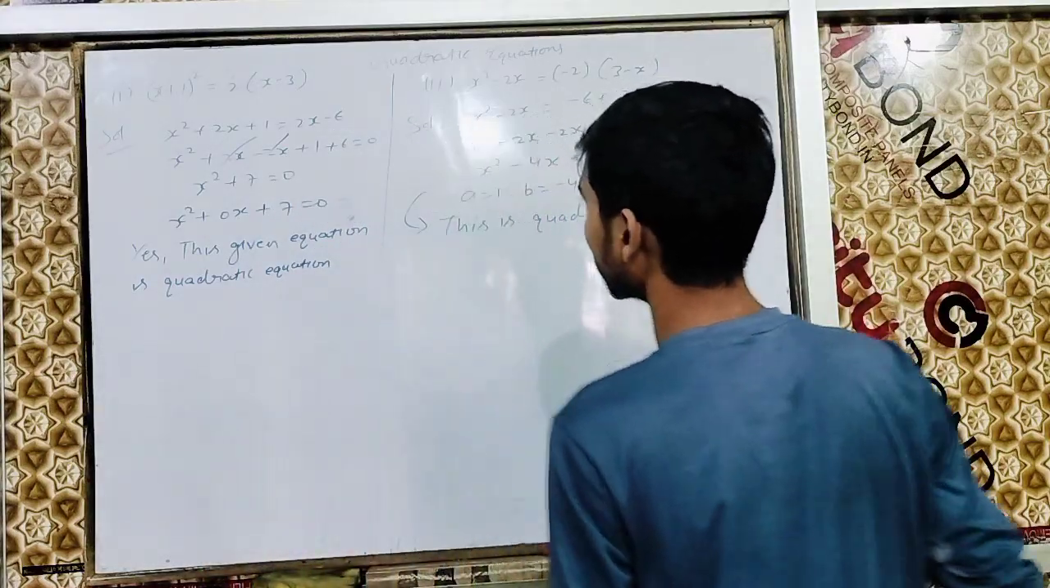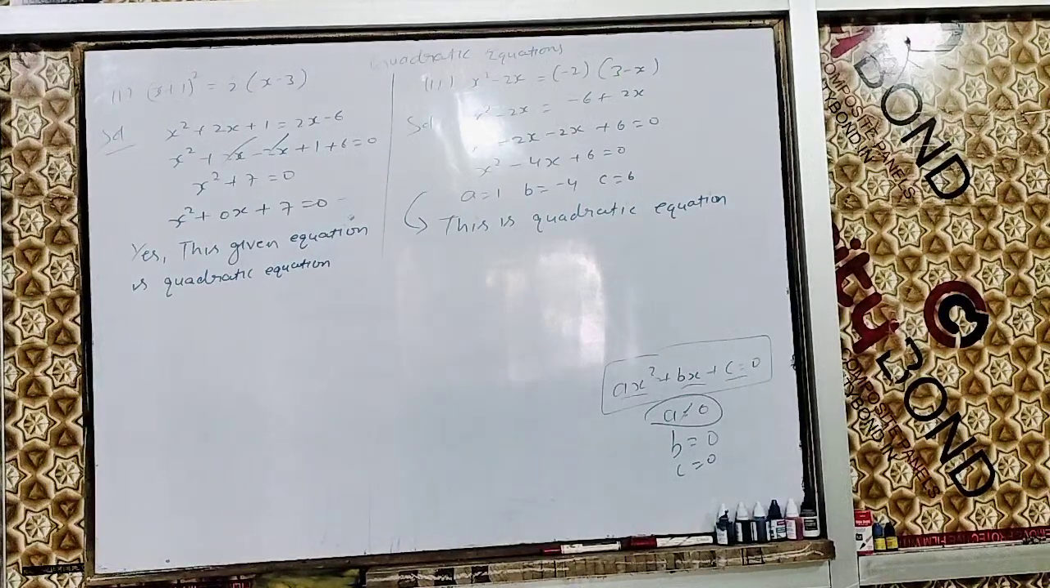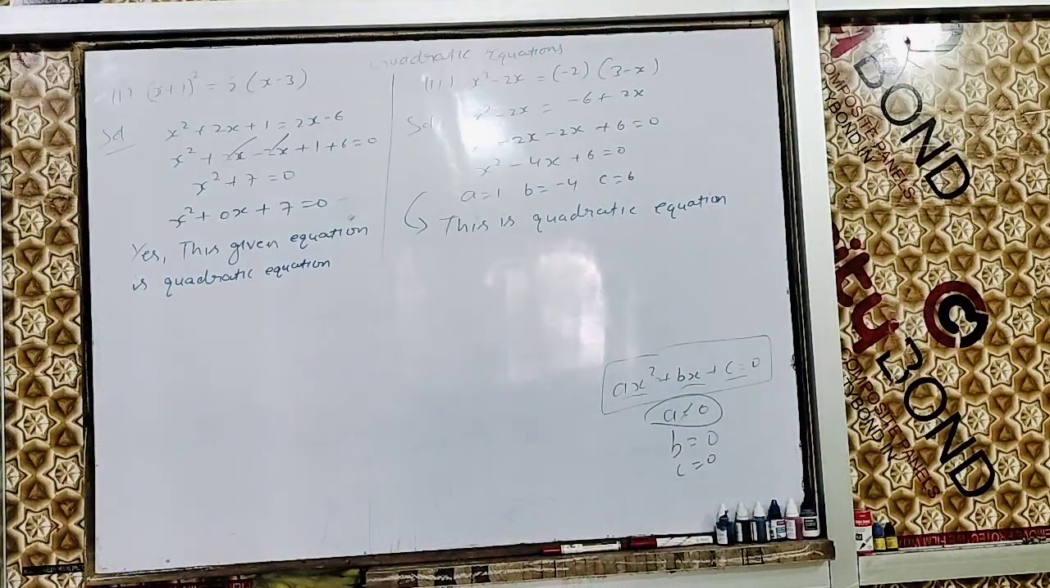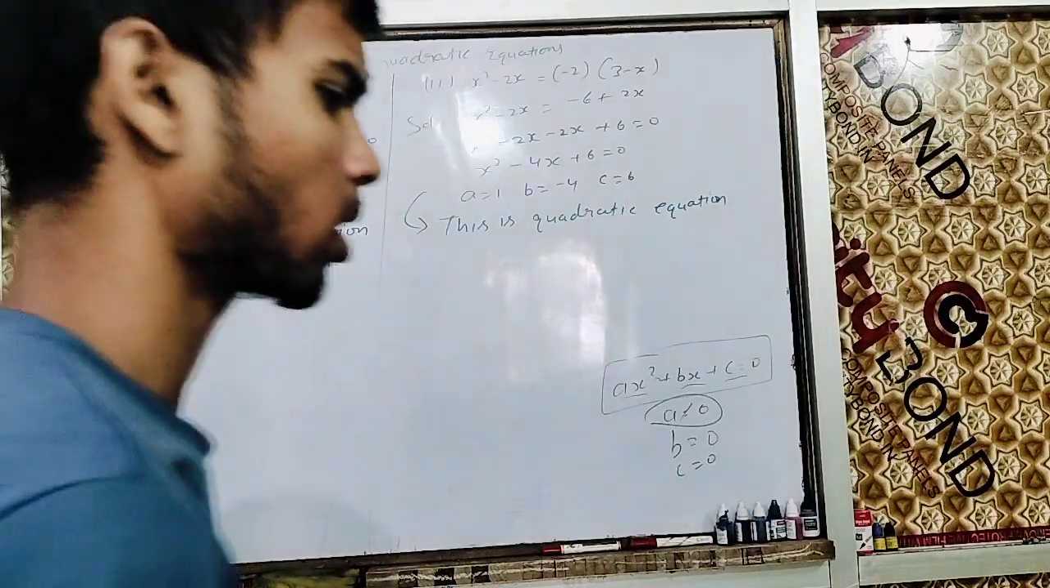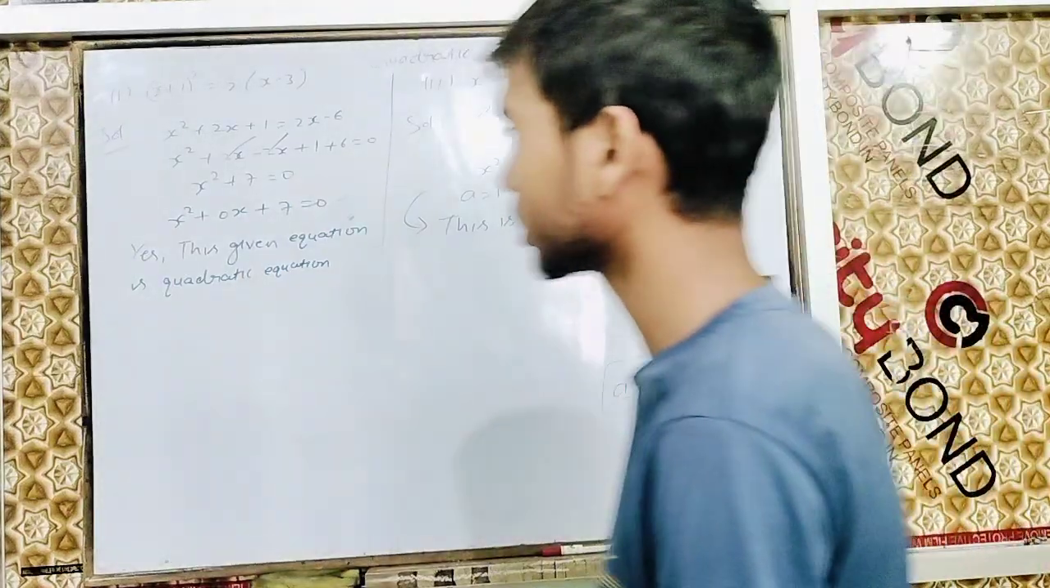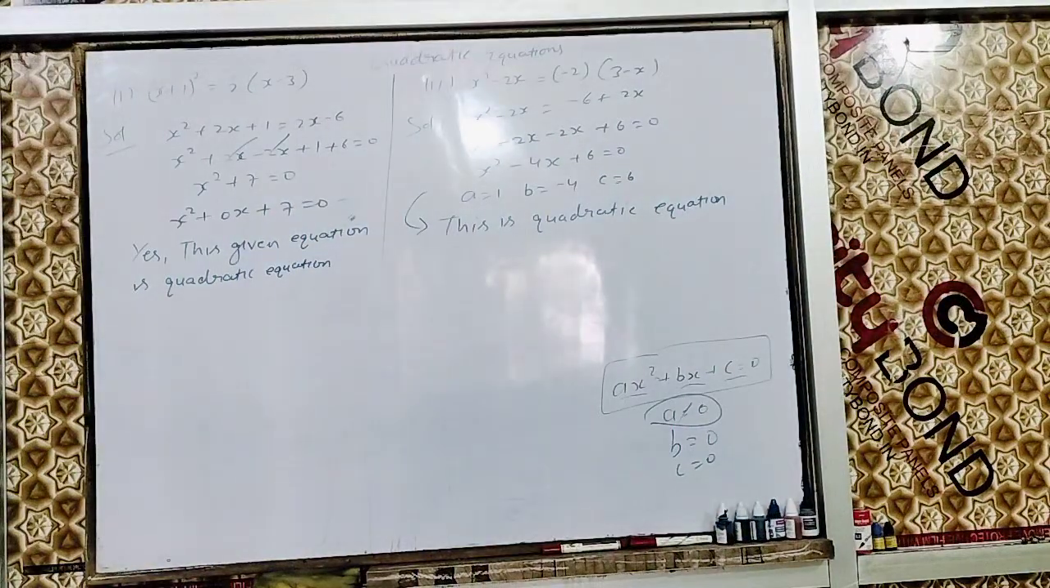Clear? Are you crystal clear? This was very easy. We just have to check whether the given equation is quadratic or not. So finally we said yes, this is a quadratic equation, with proof, with evidence.